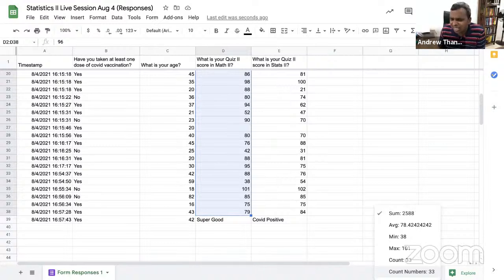So look at the count. Count is 33. So I think Google Sheet removes the blanks automatically, so you don't have to worry about it. Yeah, 101, 102 are invalid entries. I don't know who made that entry. Somebody has put in a comedy entry.